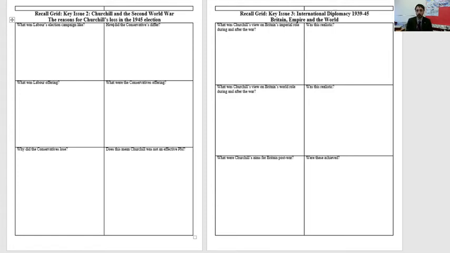Was it realistic to assume that Britain would remain a world player in a world that would become dominated by nuclear weapons? What were Churchill's aims for Britain post-war? There were those three. Did he achieve them? That's that box.